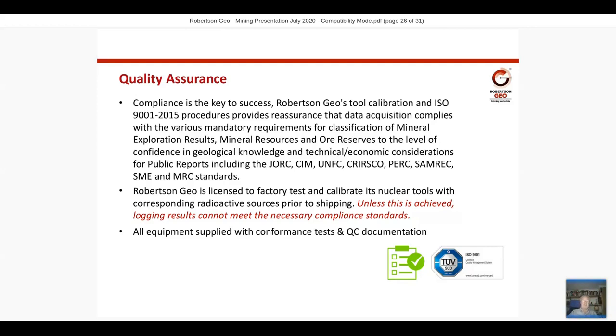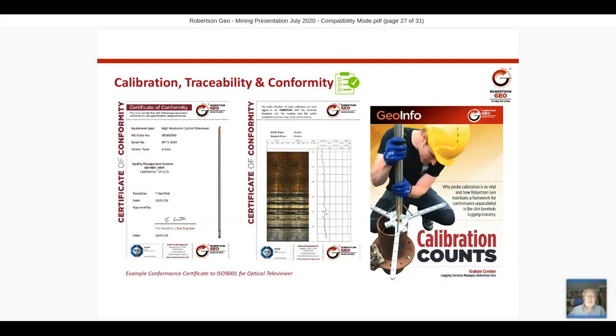So, as I mentioned, the company is also licensed to handle, test, and ship nuclear tools which are needed for things like formation density. So, radioactive sources can be shipped safely to international locations. And all the equipment is supplied with conformance tests and quality control documentation. And these are some examples of the certificates that are issued.